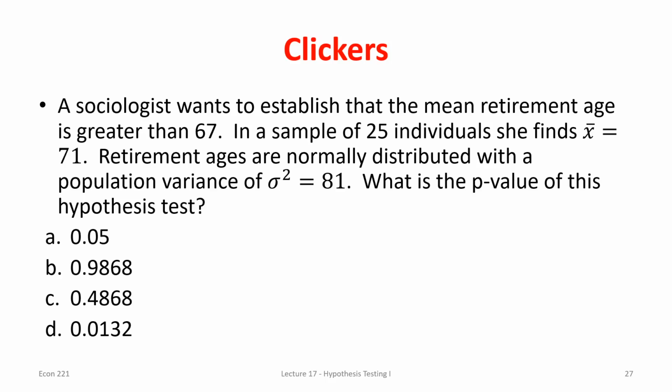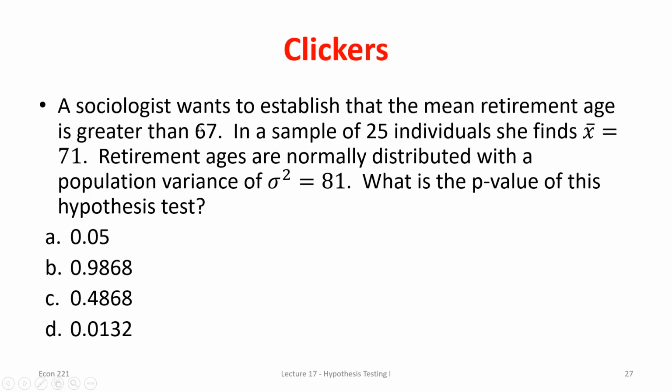Right away, if we're thinking about our null and alternative, that's the first thing we need to identify. What we want to test for is the alternative. What you want to test against is the null. So here what we want to test for is that it's greater than 67. We're saying the mean retirement age is greater than 67. That's our alternative hypothesis.